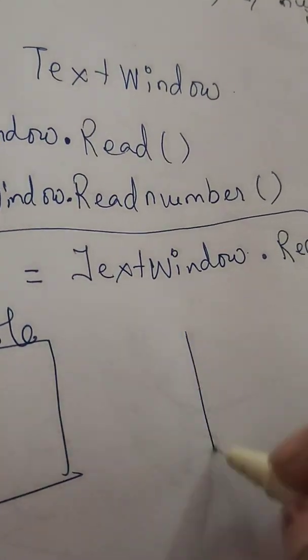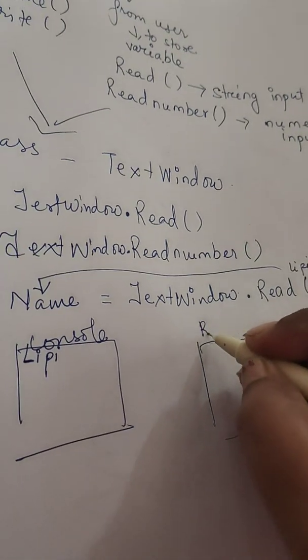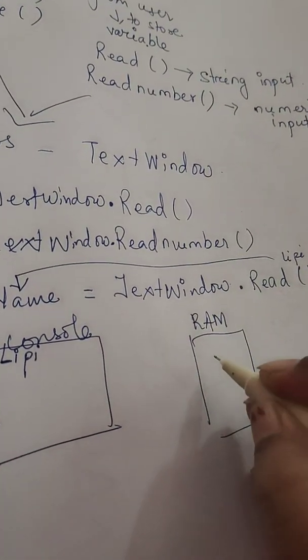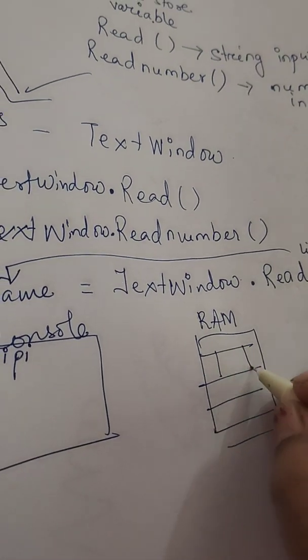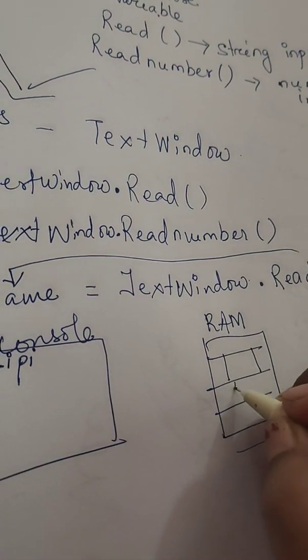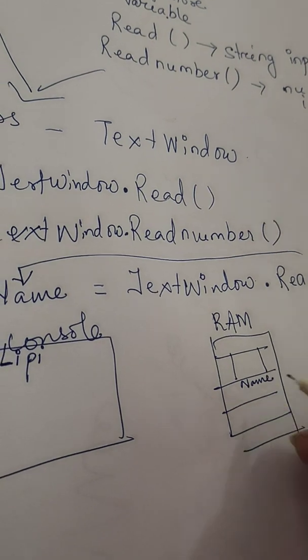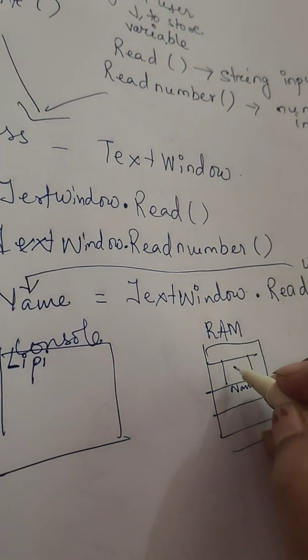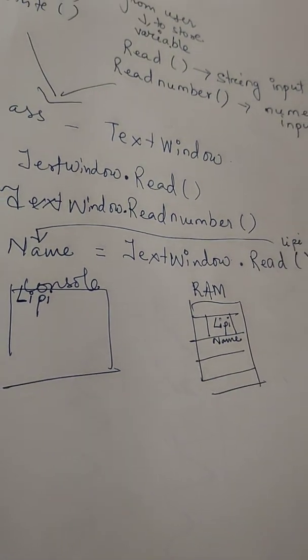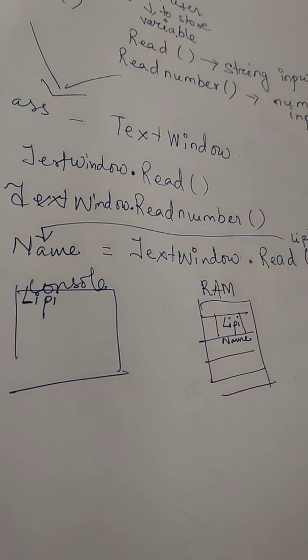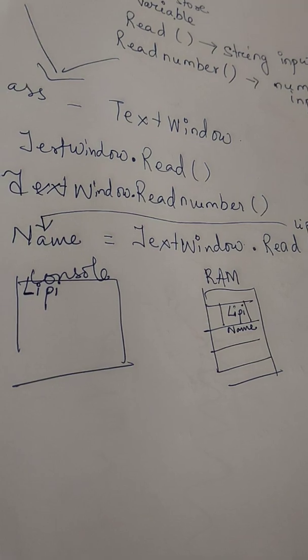Name. So in RAM, take any random place, let's say this is the random place. What is the name of this place? Variable name. And what data got stored in it? Lipi. So it's a string data. In this way it will store.